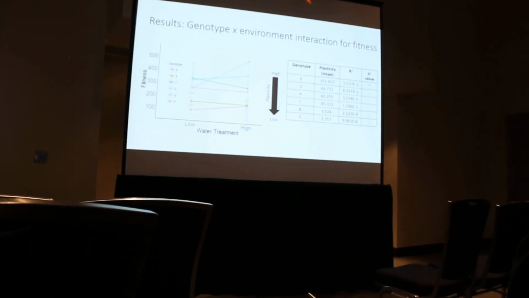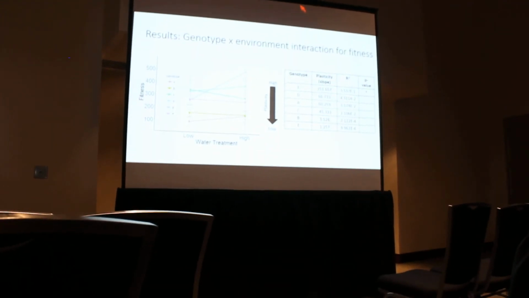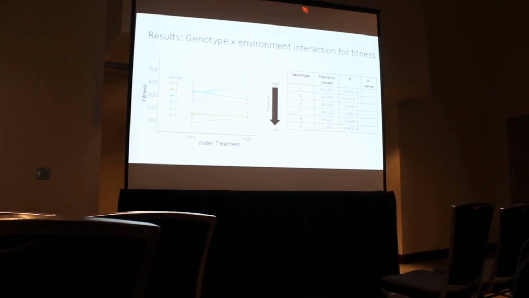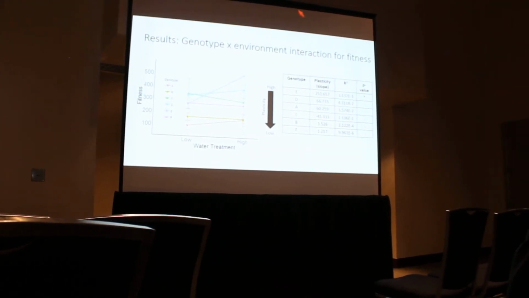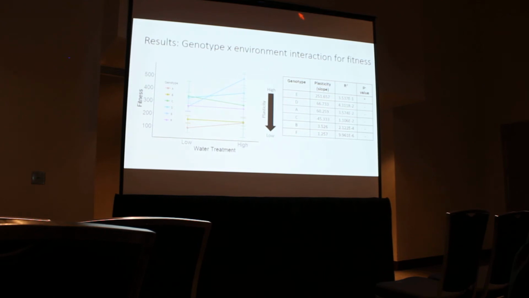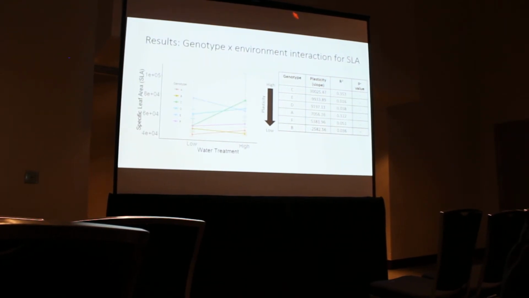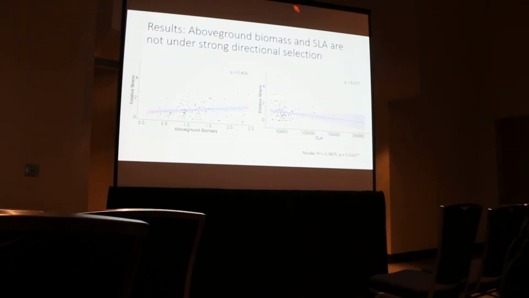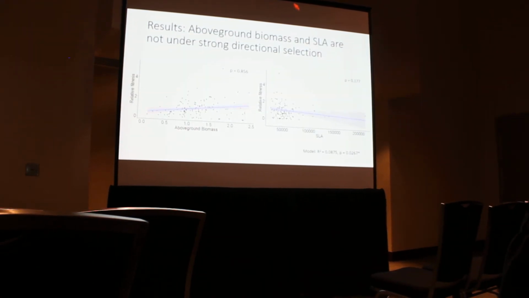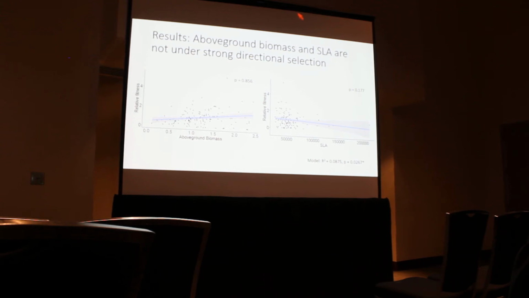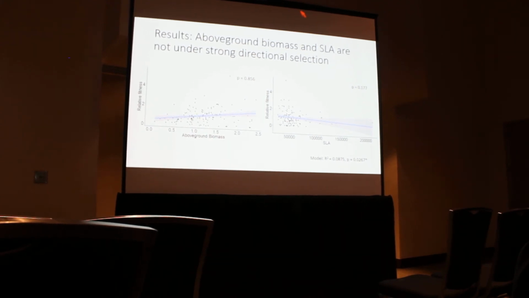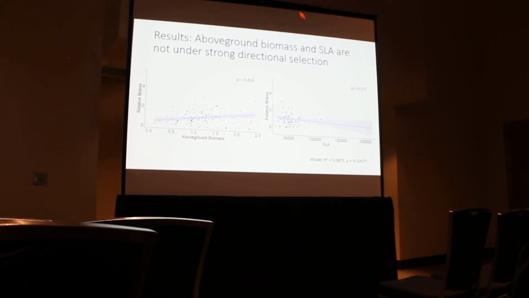So really quickly, looking at reaction norms for the other traits, we do see a G/E interaction for fitness, and the plasticity levels are different. They're the rankings for the different genotypes, in addition to a strong genotype by environment effect. But when we did our selection gradient analysis, we did not find evidence that above ground biomass and specific leaf area were under particularly strong directional selection. So something to keep in mind.